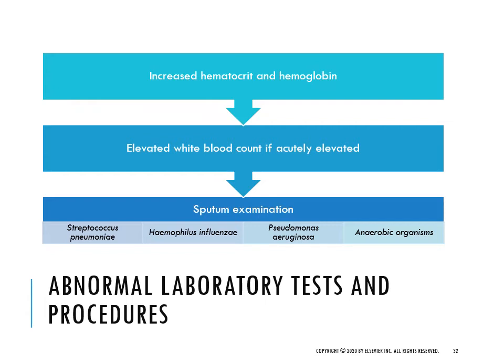An increased hematocrit and hemoglobin is a common finding in bronchiectasis, as well as an elevated white blood count, especially if infection is present. Sputum examination often reveals Streptococcus pneumoniae, Haemophilus influenzae, Pseudomonas aeruginosa, or anaerobic organisms.